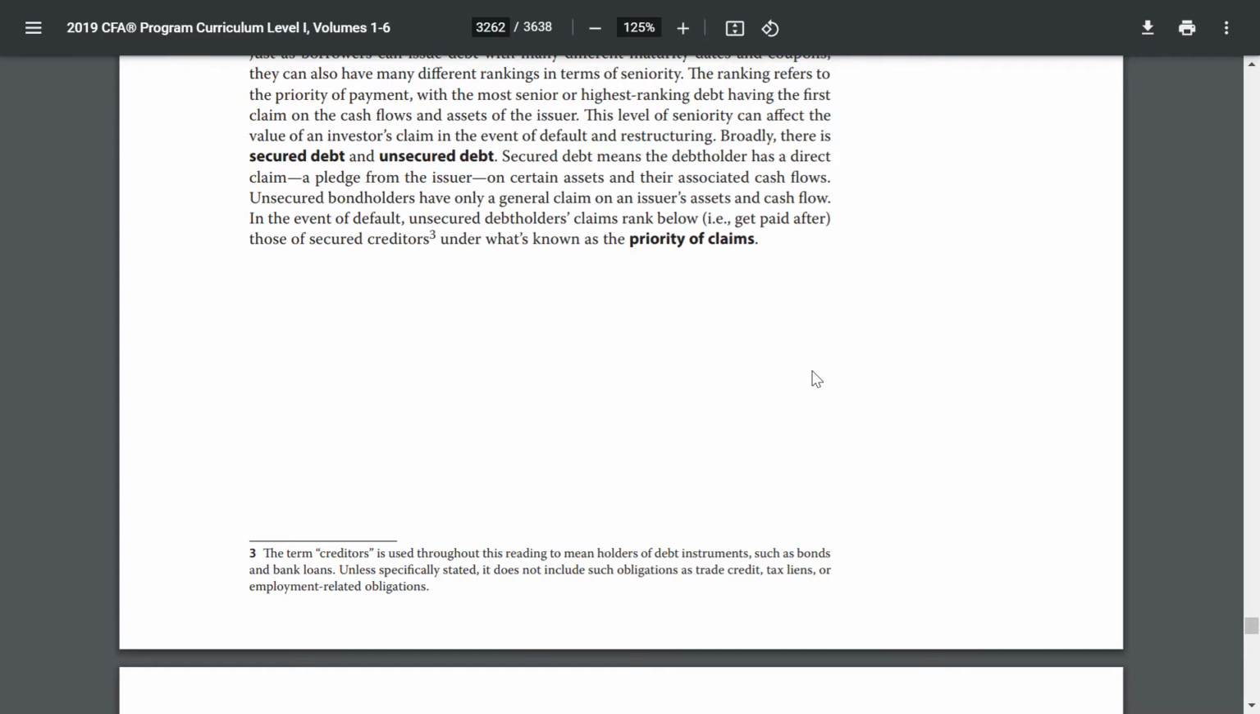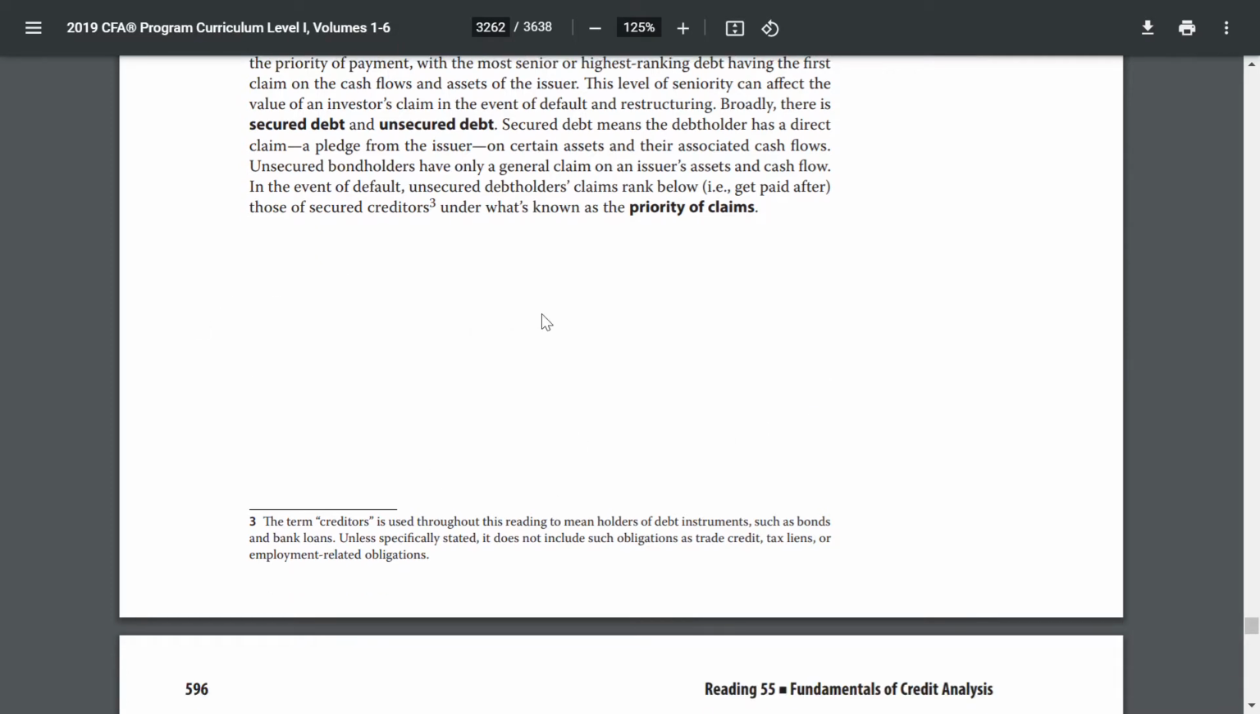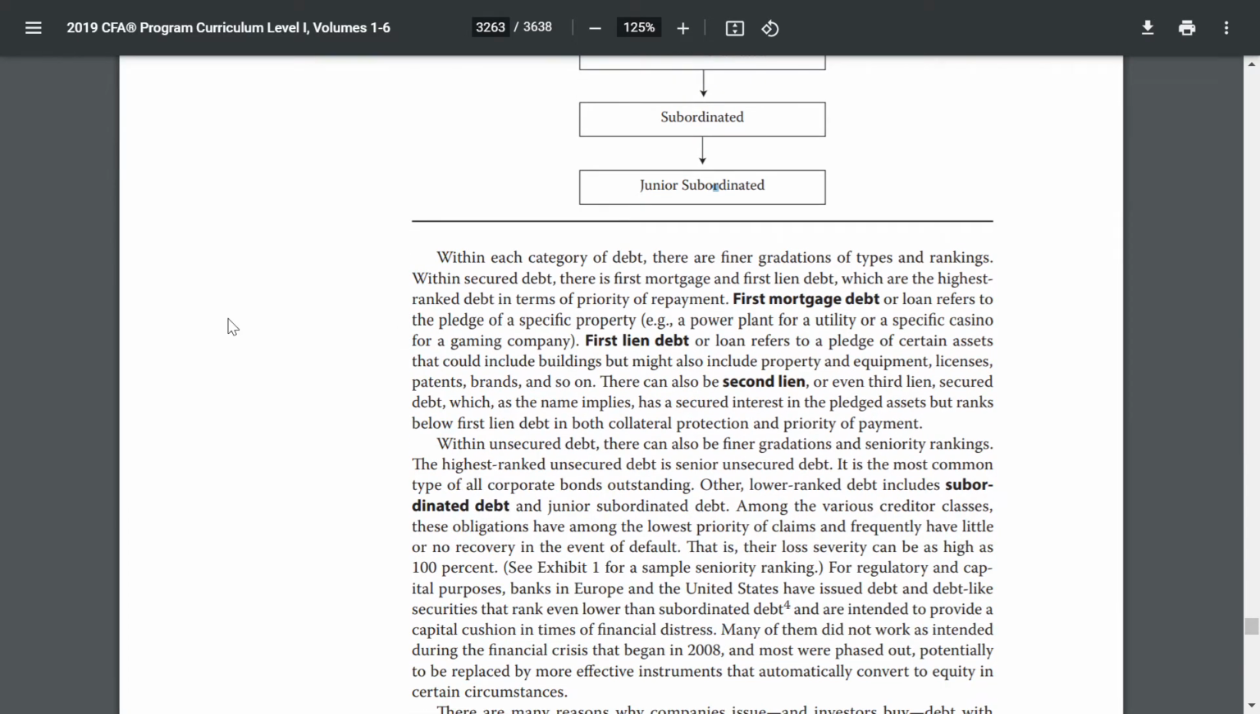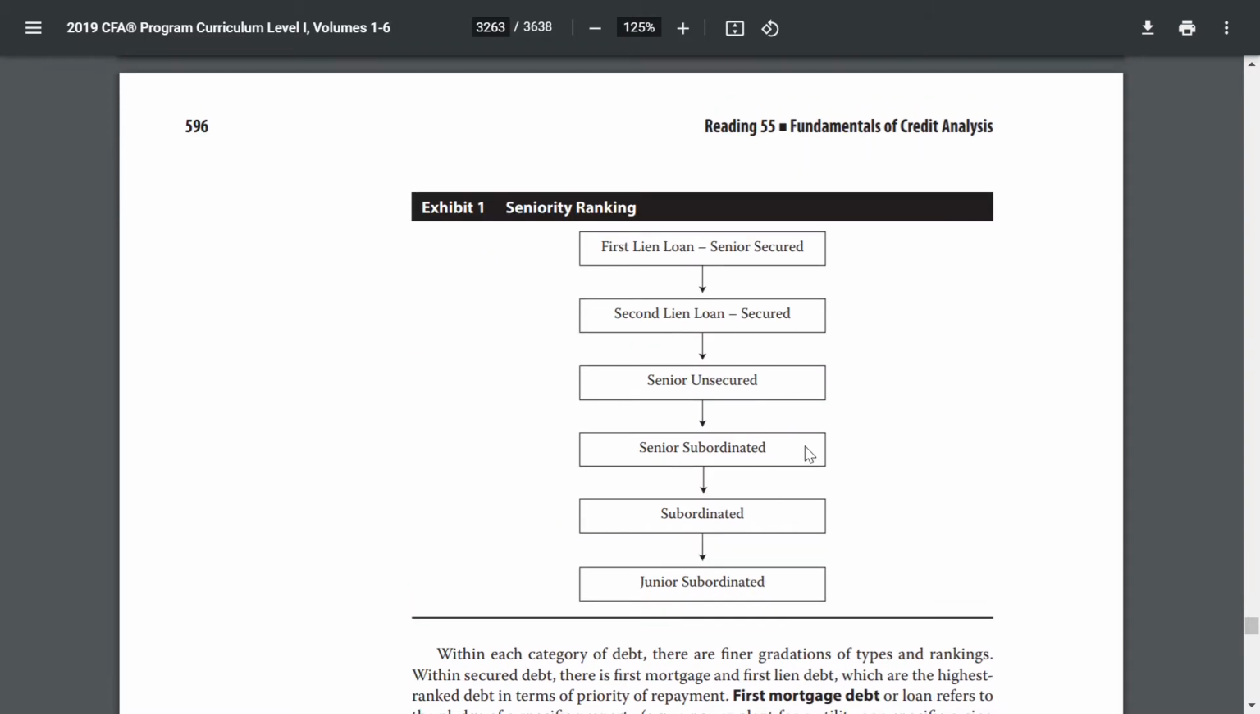Now remember, debt comes before equity, so people who own fixed income instruments get paid before people who own equity. So this is what it looks like: first lien loans, senior secured, secured, unsecured, subordinated, senior subordinated, junior subordinated, and then equities. Within each category of debt, there are finer gradations of types of rankings within secured debt. There are first mortgages and first lien debt. So this is just the explanation of Exhibit 1.